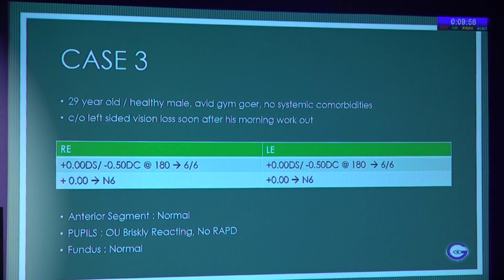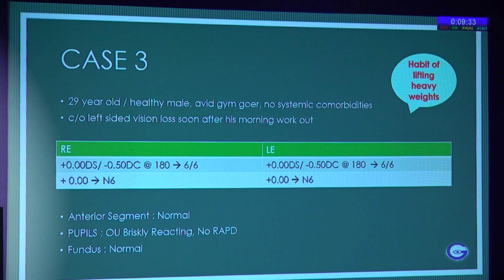So another interesting case was of a 29-year-old male, a healthy male. In fact, he is an avid gym goer with no systemic comorbidities. Came to me saying that he's having some left-sided vision loss after his morning workout. So again, vision is normal, 6/6 vision, anterior segment, pupils, fundus, everything is normal. So when we look at the fundus also, it's normal.